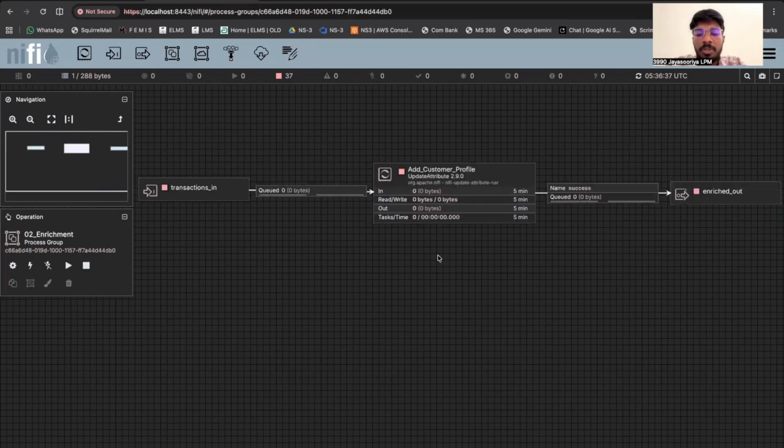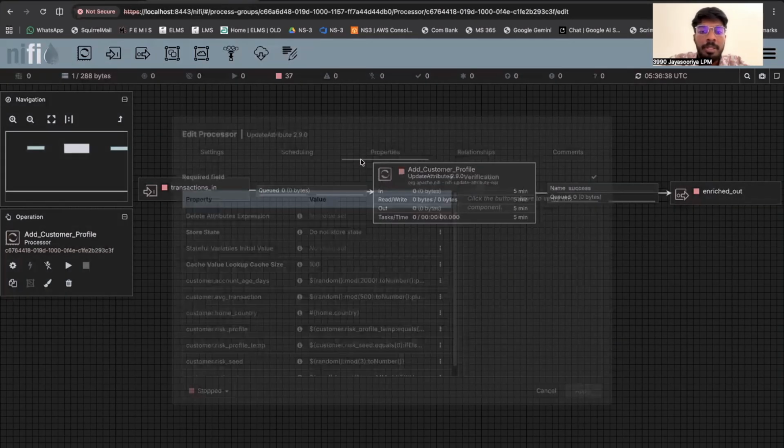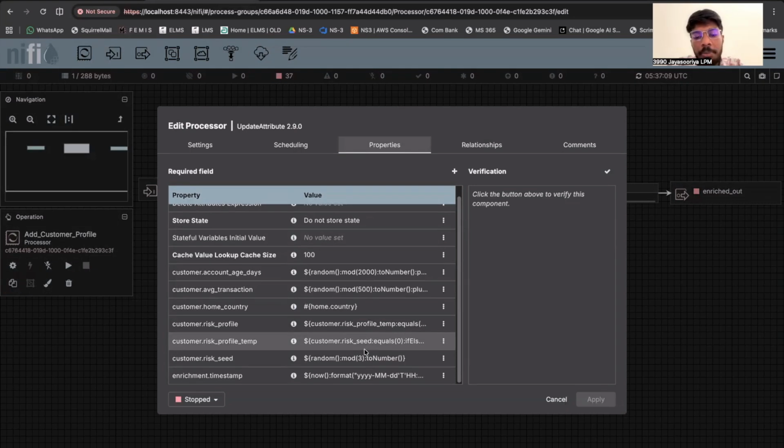Enrich adds a customer home country, tier, and lifetime spend as attributes. In production, this would be a database lookup against the customer master table. Here, update attribute is a sufficient demonstration of the pattern.